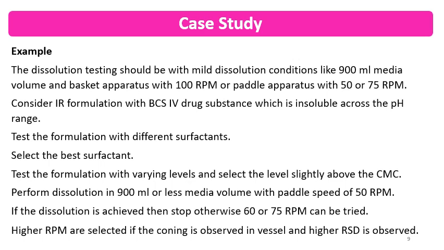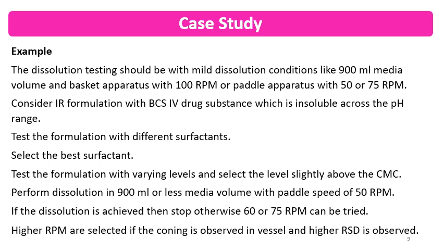If you run the dissolution at 50 rpm with the selected level of surfactant in 900 ml media, and if the dissolution is achieved, then stop the dissolution. Otherwise, go for higher rpm like from 50 rpm to 60 rpm or 75 rpm.